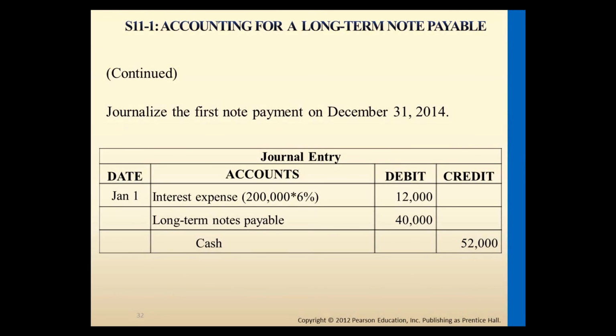We don't have interest payable because we don't have an accrued interest entry that happened last year. This was signed in the beginning and it was due at the end of this year. So we have $200,000 principal, multiplied by the yearly interest rate.